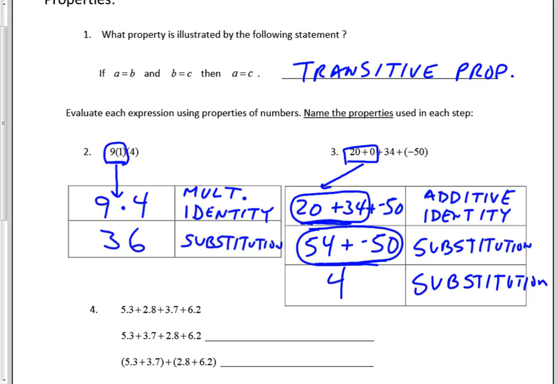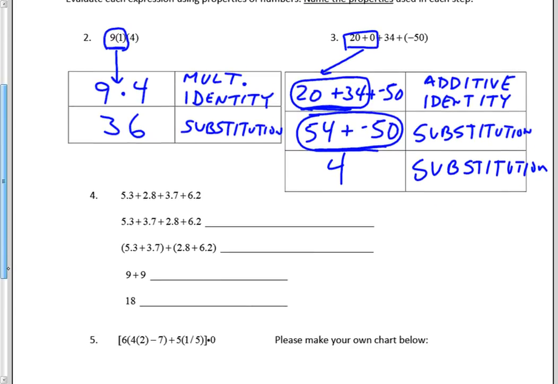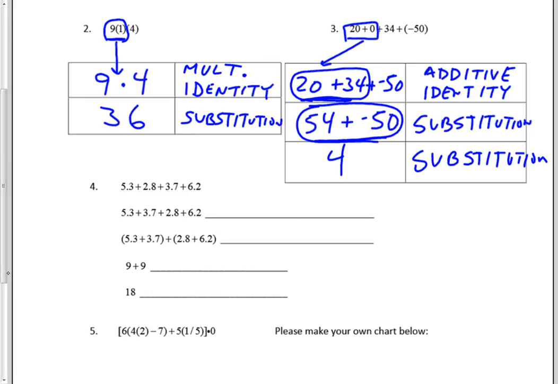Down here, I did all the work. I did every step. The only thing that happened here was this went here, and this went here. What do we call it when you move things around? Take a look at your property sheets. Commutative.